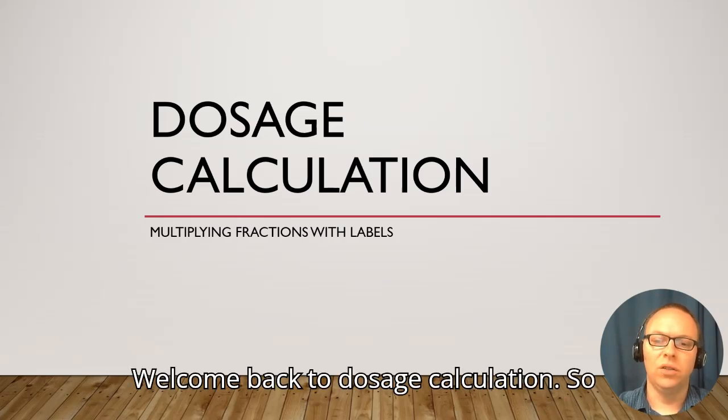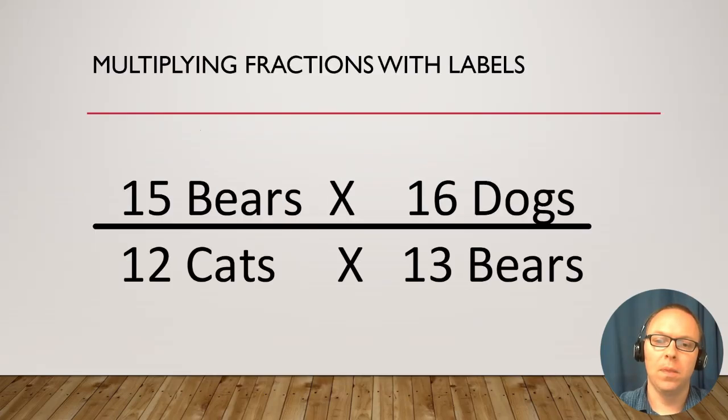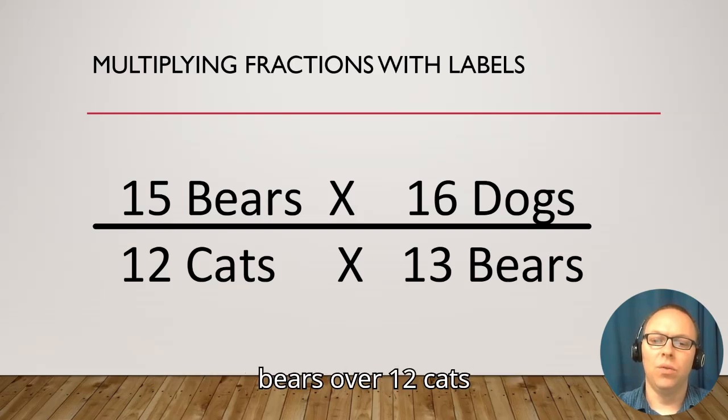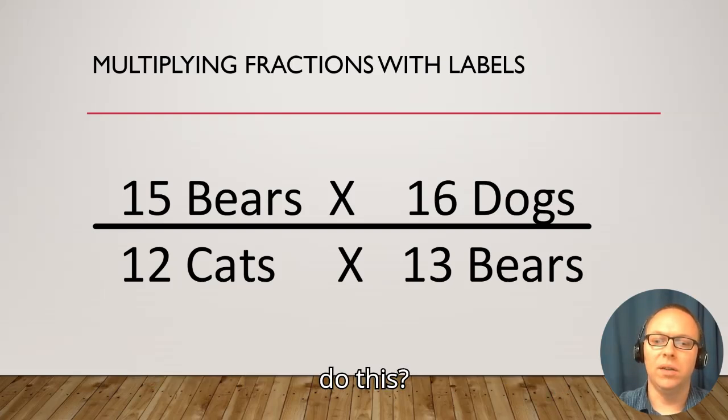to Dosage Calculation. So today we're going to be talking about multiplying fractions with labels. So let's say you got a problem, 15 bears over 12 cats times 16 dogs over 13 bears. Alright, how on earth are you going to do this?